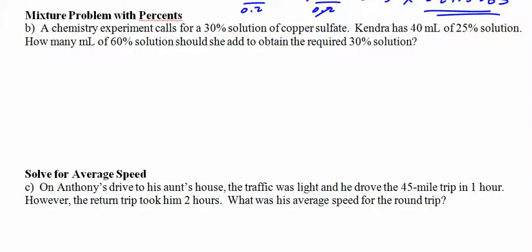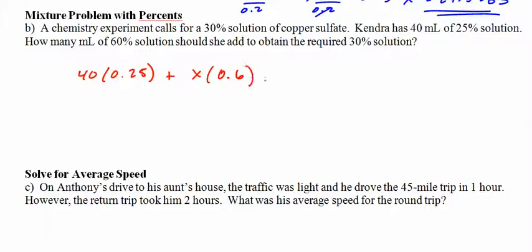Chemistry experiment calls for a 30% solution of copper sulfate. You get 40 milliliters of 25% solution and a ton of 60%. So how much 60% do you need? Well, 40 milliliters times 0.25 plus X milliliters of 0.6. Not happy with my handwriting today. Apologize.